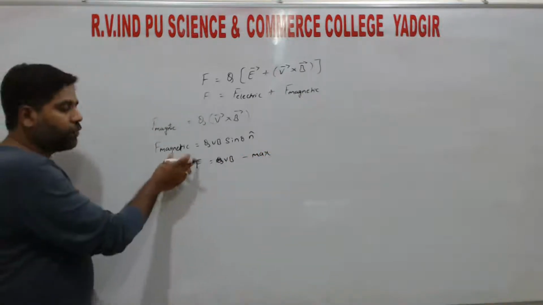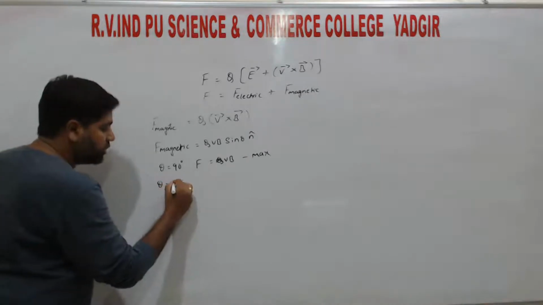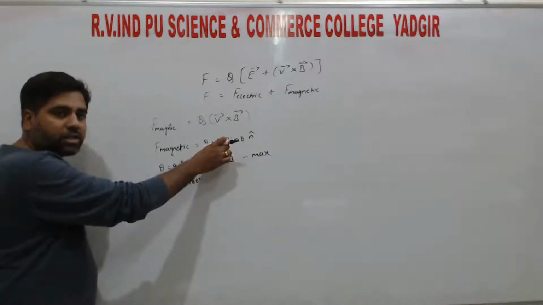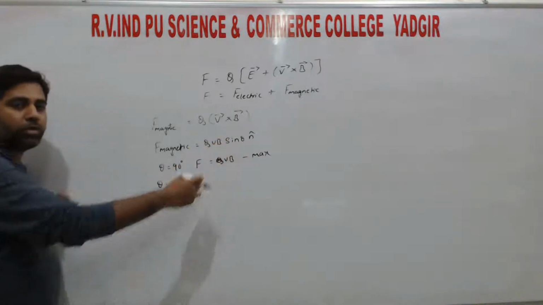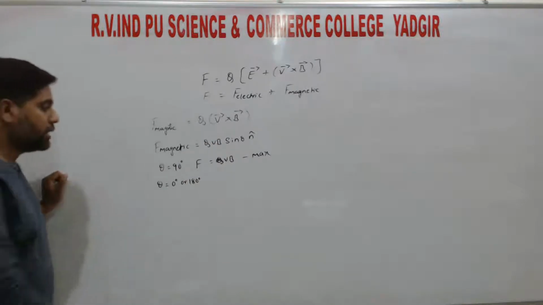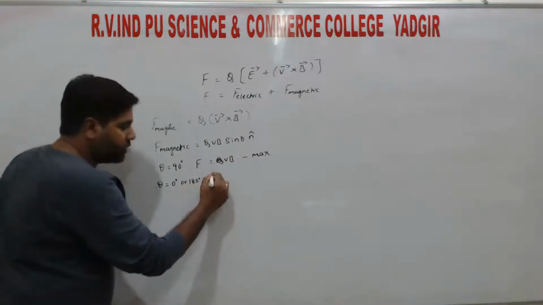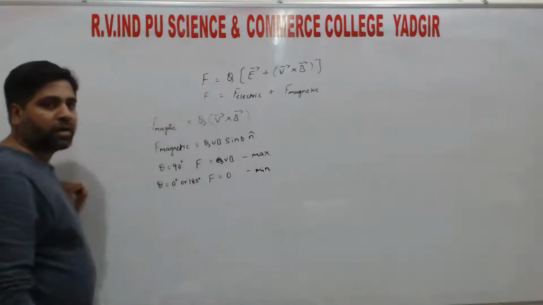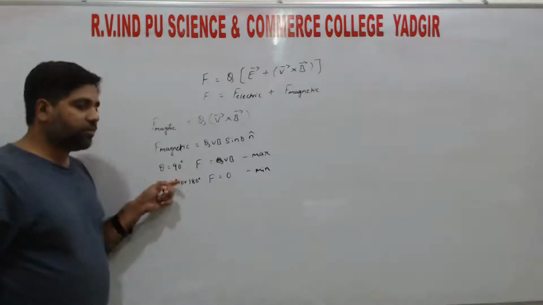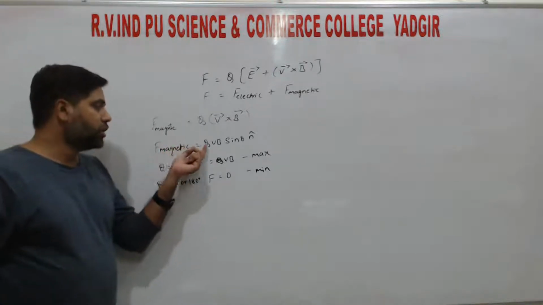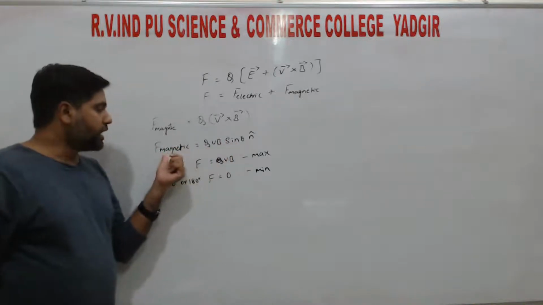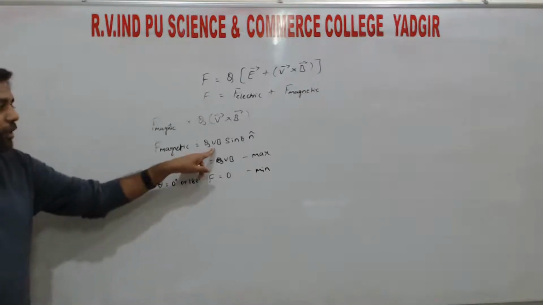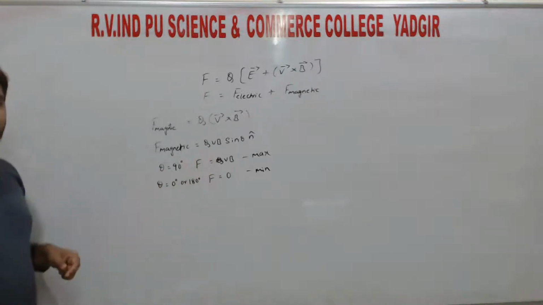The magnetic force is minimum when theta is 0 degrees or 180 degrees. That means the angle between the velocity of the charge and the magnetic field is parallel or anti-parallel, 0 degrees or 180 degrees. So the magnetic force is 0. We call this minimum. For other values between 0 and 90 degrees, we get the magnetic force QVB sin theta, and the force direction is always perpendicular to the magnetic field and also perpendicular to the velocity of the charged particle.